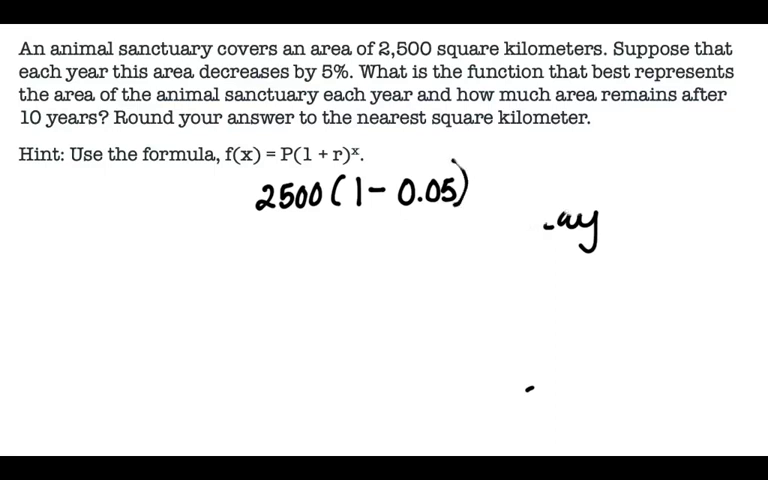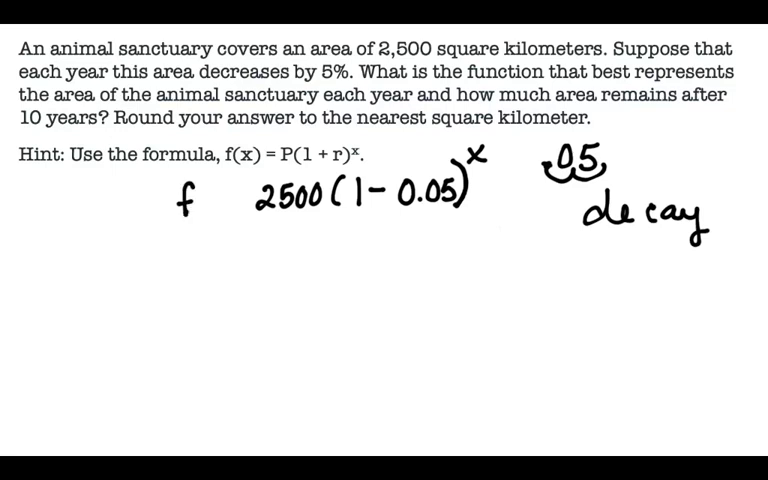So now I'm going to just move that over and put that back up with an x there. So that is our function that represents the situation. f of x equals 2,500 times 1 minus 0.05 to the x power. So now it wants us to find out how much there would be after 10 years. So how much would be left after 10 years? So f of x goes in the front.